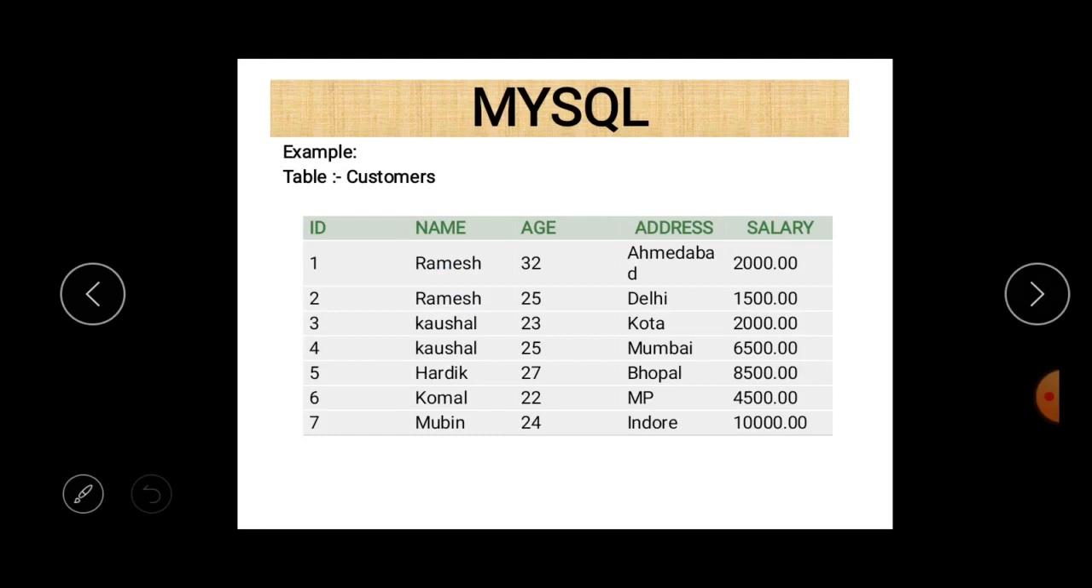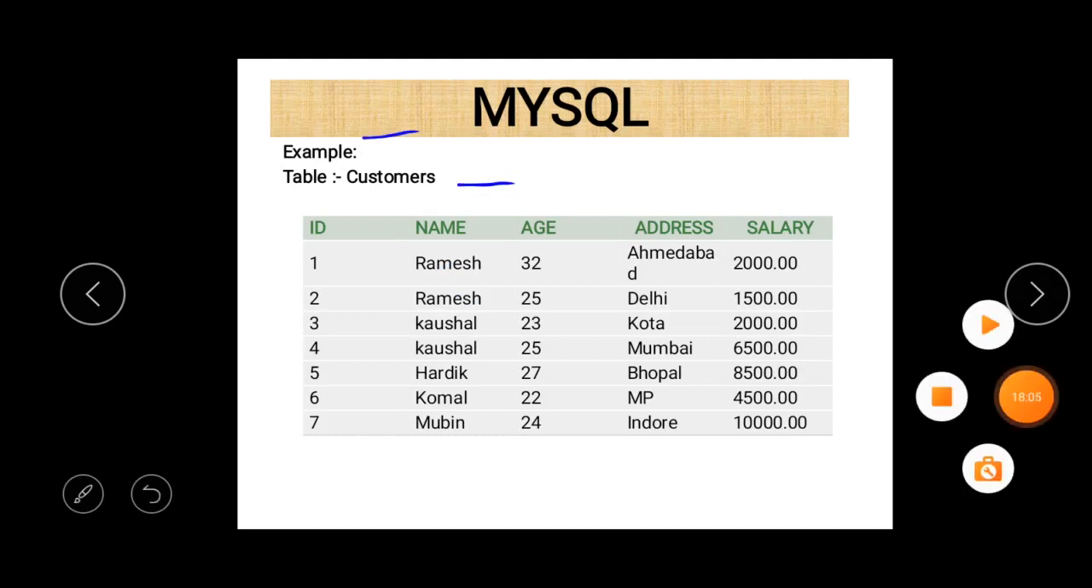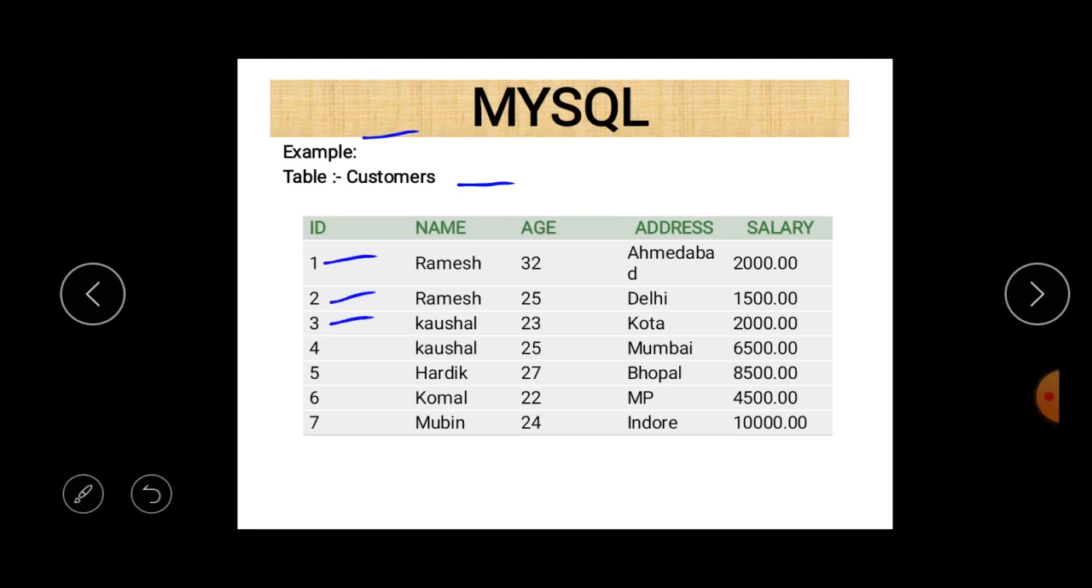So this is a table you can easily see on the screen. The name of the table is customer, in which you can easily see that 7 records are there, and these are the names of the columns: name, age, address, and salary.